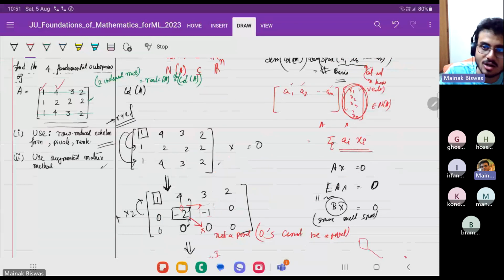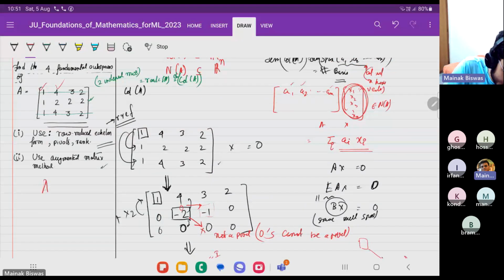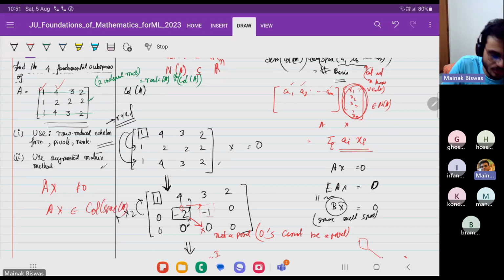So what do I mean by a column space? I mean when I do AX, which is such that X is not equal to 0, AX will belong to the column space, yes or no? And you have to tell me why does it belong to the column space of A? Tell me.